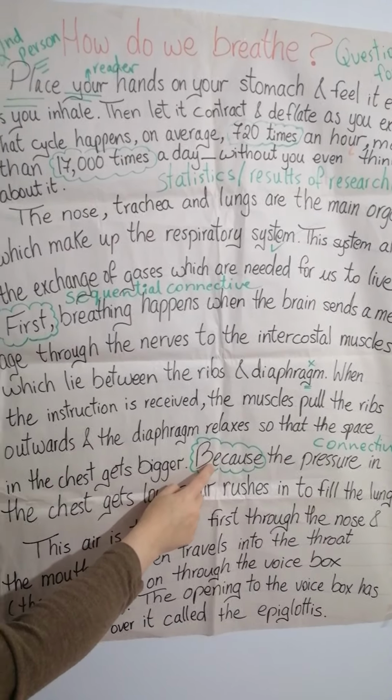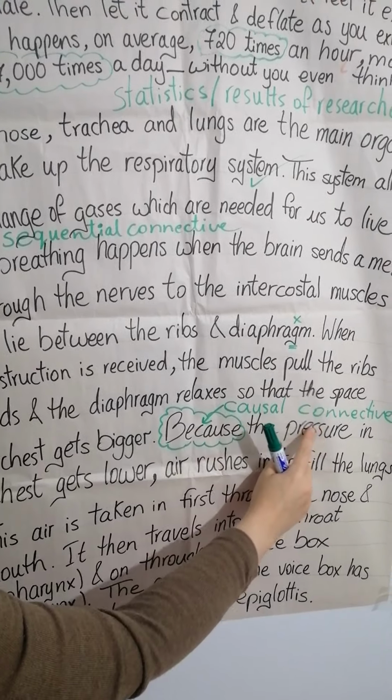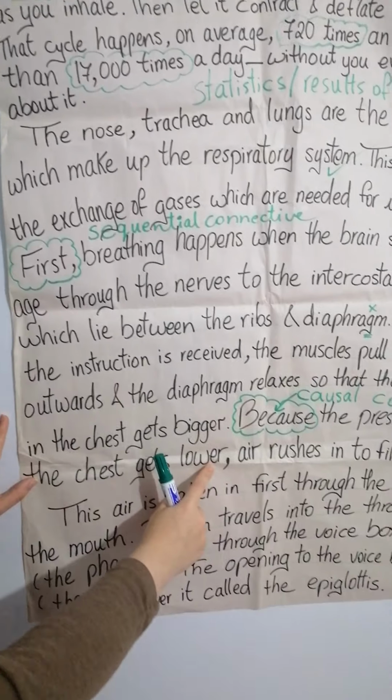First shows the sequence of the process. First, second, then, and so on. But because we call it causal connective. Causal because it gives the reason. It gives the cause. Why? Why does this thing happen? Why does the air rush in to fill the lungs? Why? Because the pressure in the chest gets lower. So remember, in an explanation text, you will find yourself using, and it's a must to use, both sequential and causal connectives.